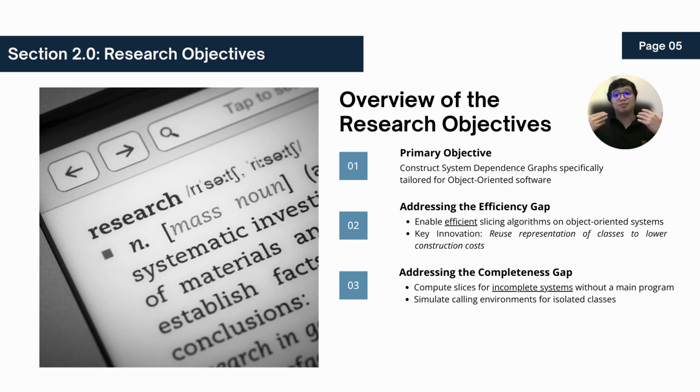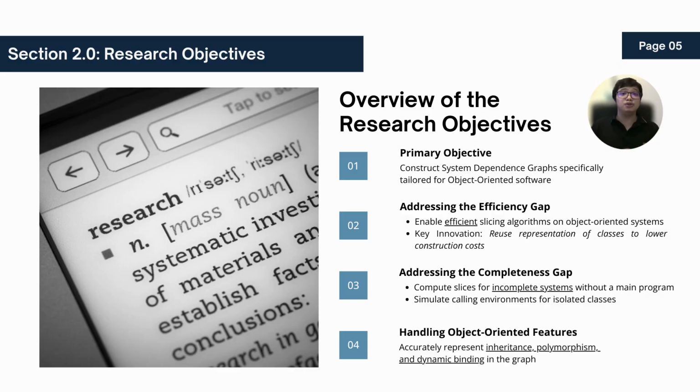Second was the completeness gap. Traditional slicing usually relies on a complete executable program, but in the real world, developers often work on incomplete systems like isolated libraries or single classes. The authors wanted to make it possible to slice these isolated parts by simulating the environment around them. And finally, they needed to ensure that the graph could accurately handle the unique complexities of object-oriented code, specifically features like inheritance and polymorphism, which existing techniques did not adequately address.